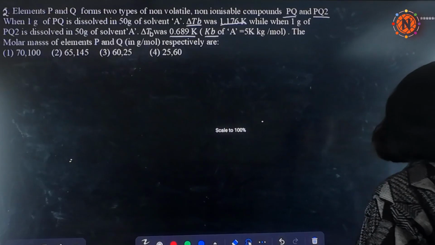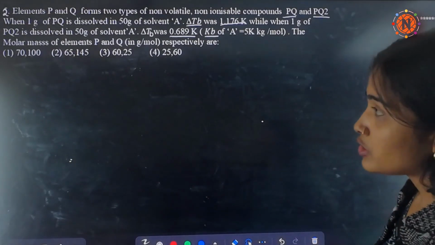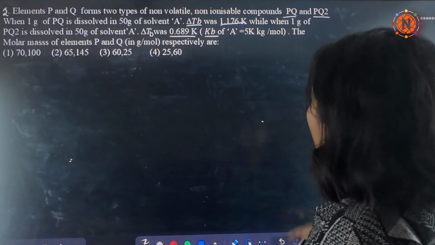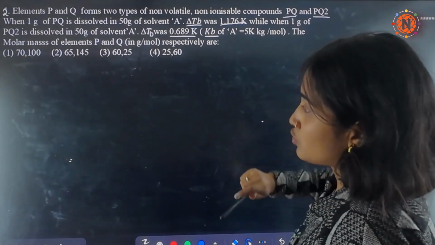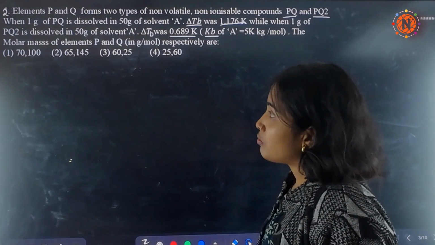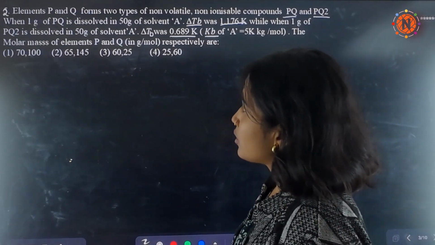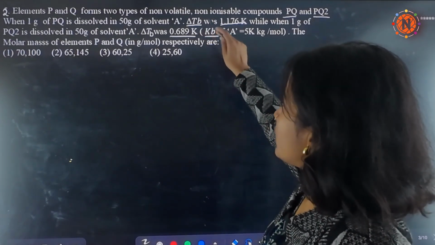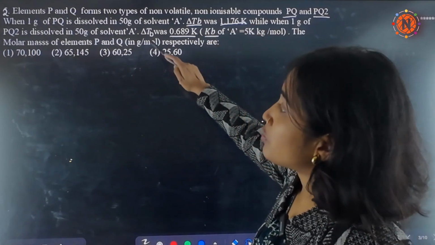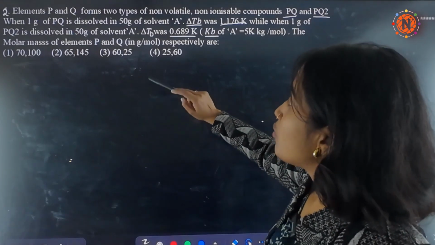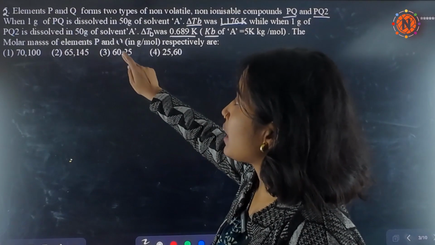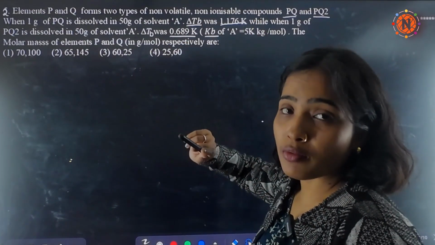Moving to the next question. It is about two elements which form two compounds, PQ and PQ2. Here PQ has 1 gram of solute and 50 grams of solvent, and the delta TB values are given to us for both the compounds, right? What we have to find is the molar masses of P and Q in the given compounds.